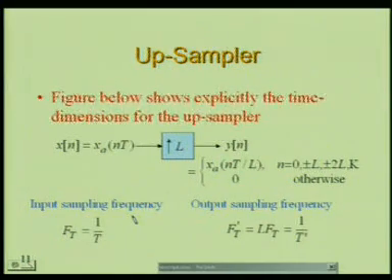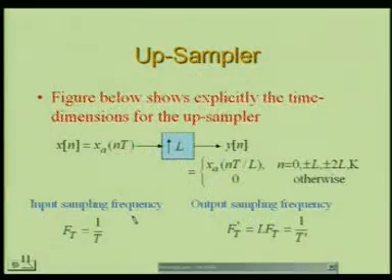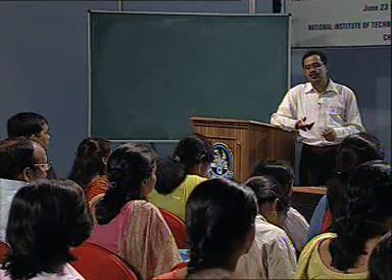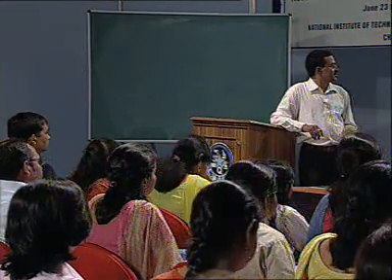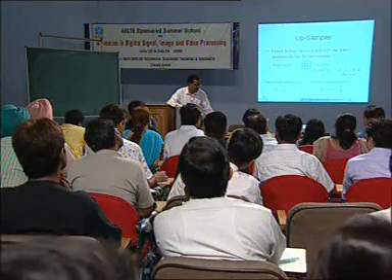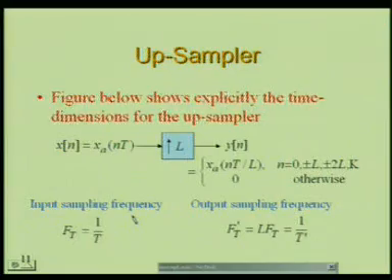Here again let f t be the input sampling frequency, that is equal to 1 divided by T, and f t prime is equal to L f t. Here the sampling frequency has been increased by a factor of L. Again it can be written like this, 1 divided by T prime. n is 0, plus minus L, plus minus 2 L, k means again it can be repeated, k is an integer again. This 2 L, 3 L, 4 L, they are all integers.